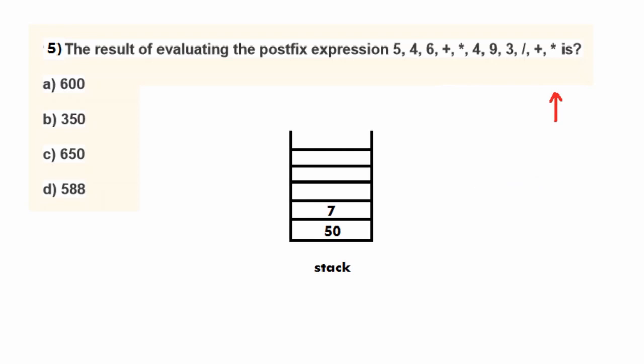Now there is one more operator, the multiplication operator. So one last time we will take two elements from the stack, which are 7 and 50. Now on multiplying 50 with 7 we will get 350. So our answer is 350.